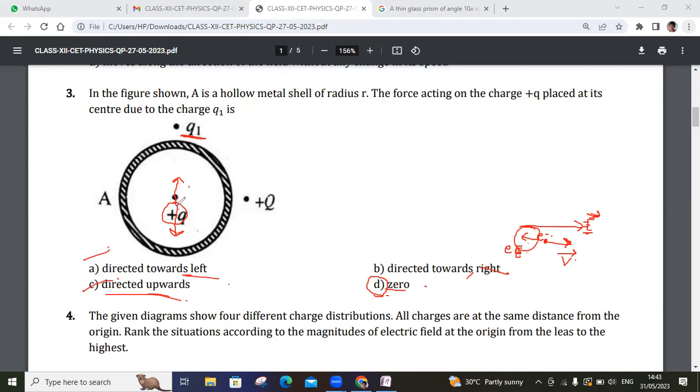But if you ask for the net force on plus Q, then it will be 0, because the electric field inside a hollow metallic shell will be 0. If an electric field were there inside, then the free electrons would experience a net force and there would be a net current. That is not correct. There cannot be a current continuously, because then energy would be created from nowhere. If current flows, then from nowhere the energy is created. Go to the next question.